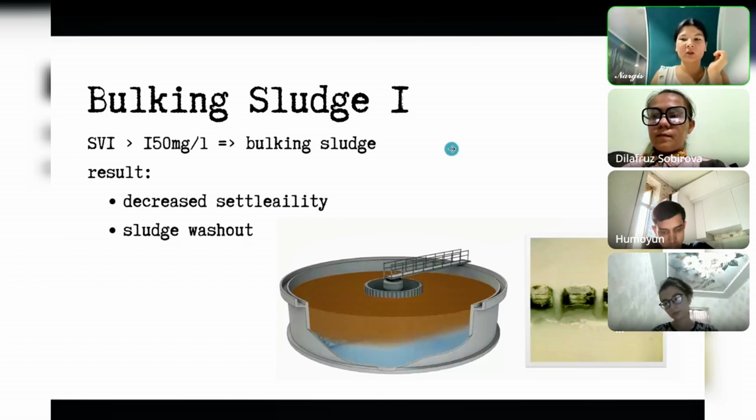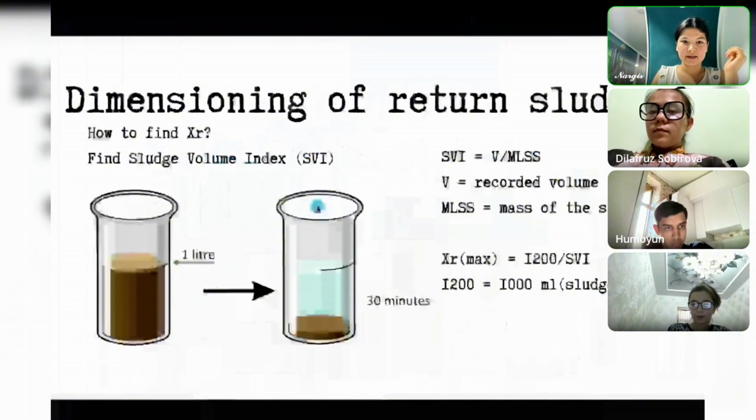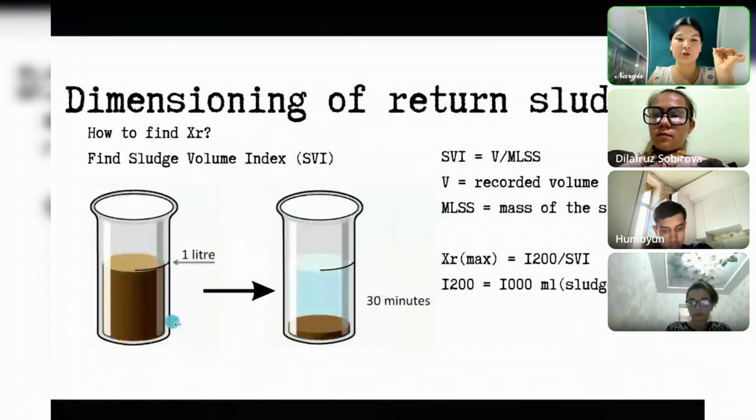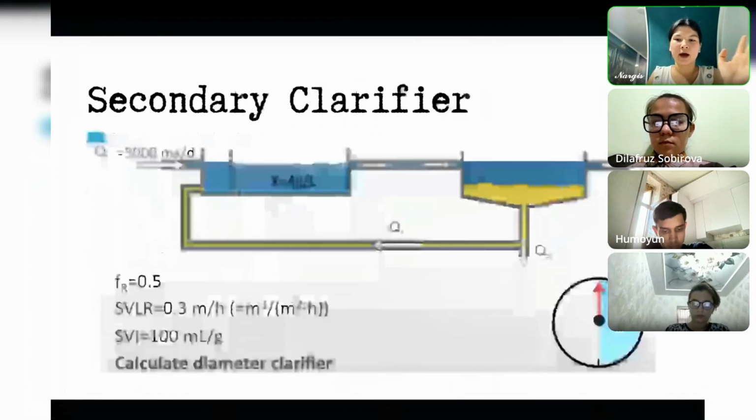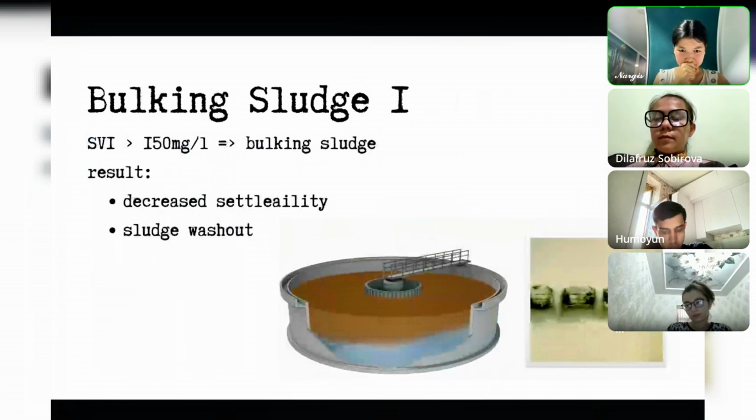Okay. So bulking sludge. Do you remember this SVI test? Usually if something wrong happens with our bacteria, it does not settle. So after 30 minutes, you will not get this clear picture, but you will still end up with this thing. It will not settle. And it's very, very bad when our bacteria does not settle. Why? Because then we cannot clarify. We cannot separate water from our bacteria anymore.